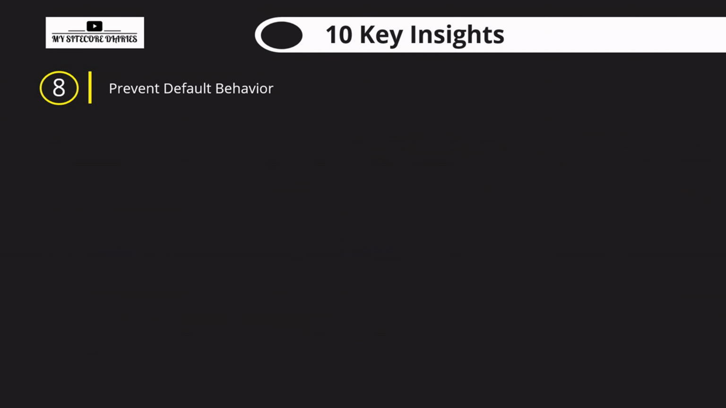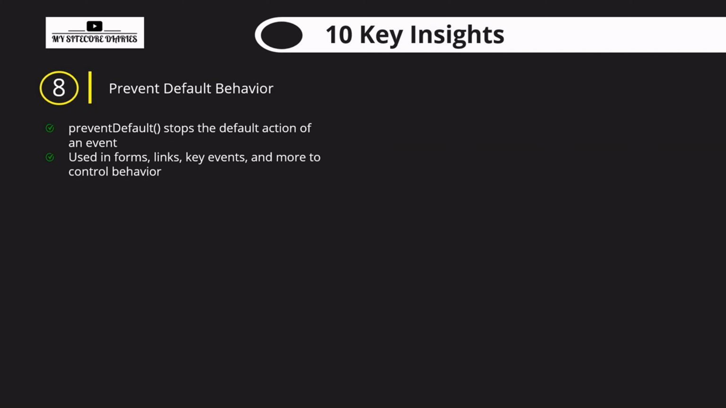Now let's see prevent default behavior. So what is preventDefault? preventDefault stops the default action of an event. For example, if you have a form, preventing the form from submitting when the button is clicked is stopping the default action. It is commonly used in forms to prevent the default submission, in links to stop the navigation, and in key events like blocking certain key press events. In these use cases, we generally use the preventDefault behavior.